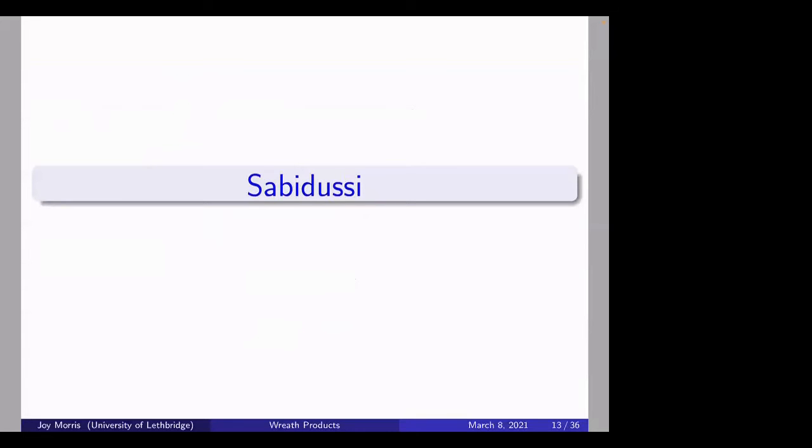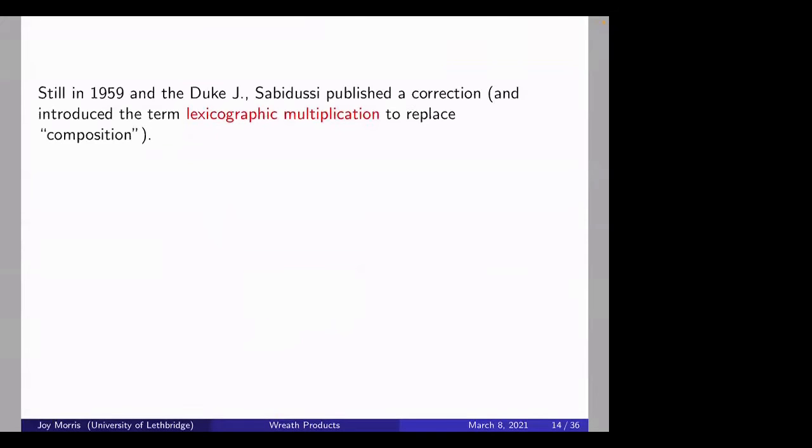So I'm going to move into Sabidussi's work now. It was noticed very quickly by Sabidussi. You may recall I said that Harari's paper came out in the Duke Journal in 1959, still in the same year. So this was really quick turnaround. And still in the Duke Journal, Sabidussi published a correction, and he also introduced the term lexicographic multiplication for this product, replacing the term composition for this graph product.